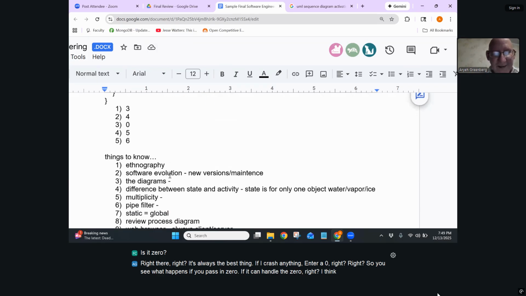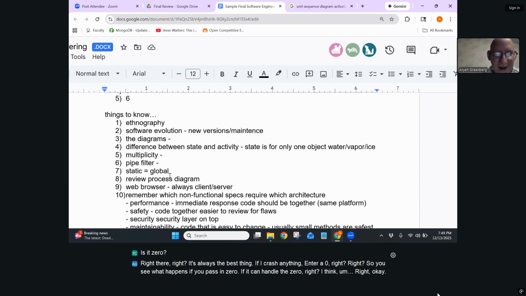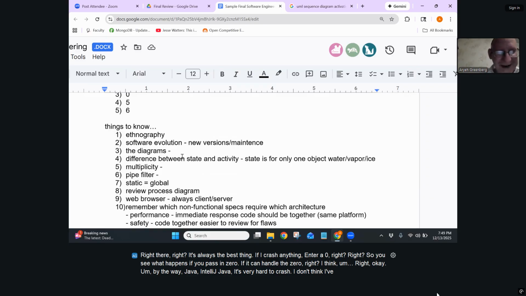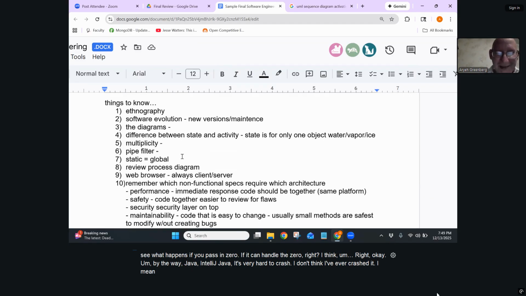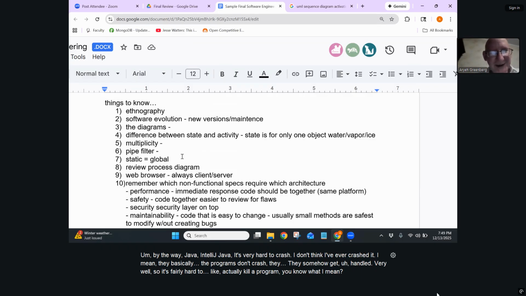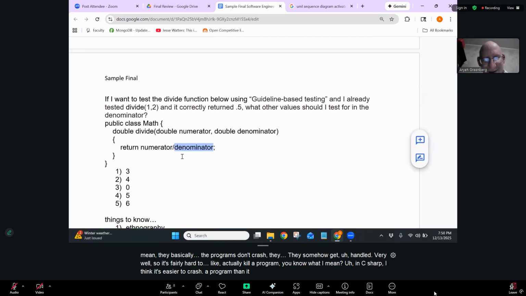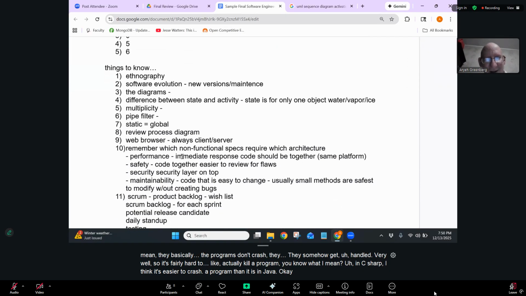By the way, Java, the IntelliJ Java, it's very hard to crash. I don't think I've ever crashed it. The programs don't crash. They somehow get handled very well, so it's very hard to actually kill a program. You know what I mean? In C sharp, I think it's easier to crash a program than it is in Java. Okay.